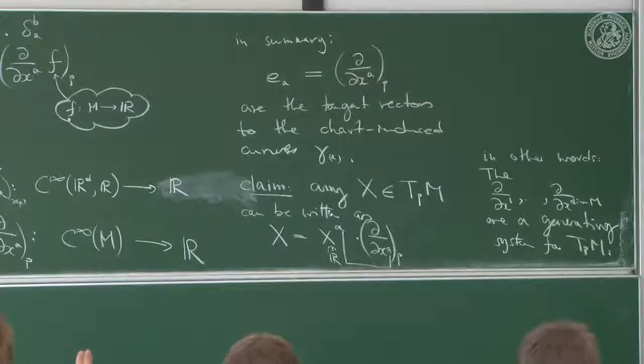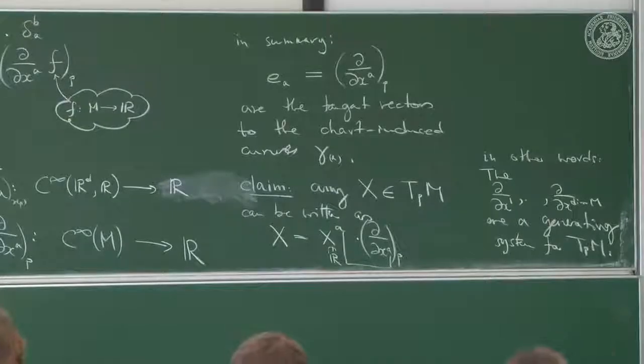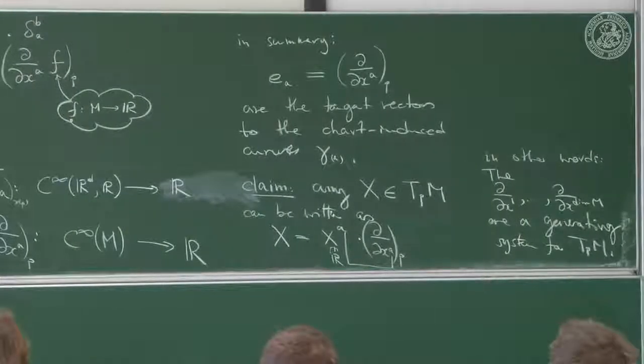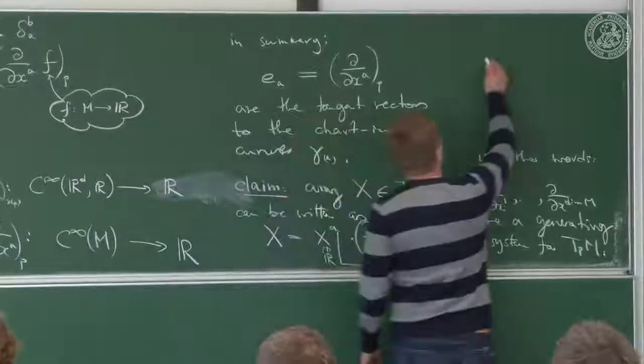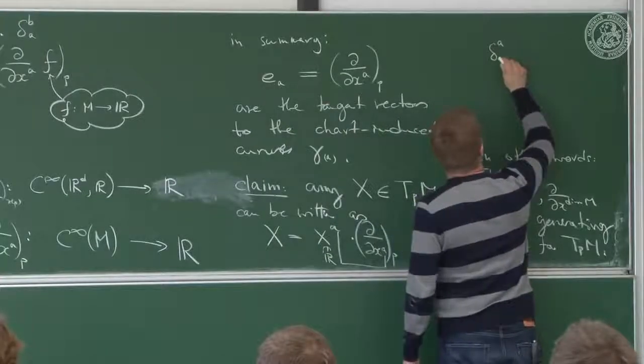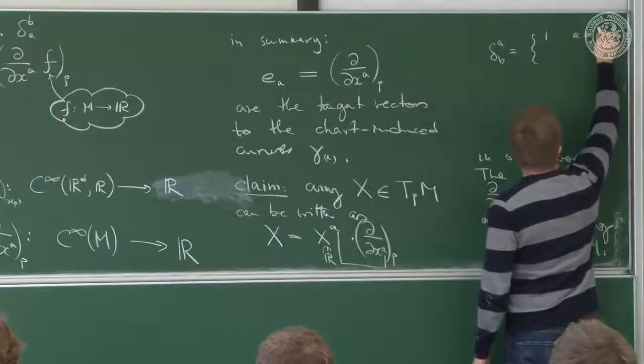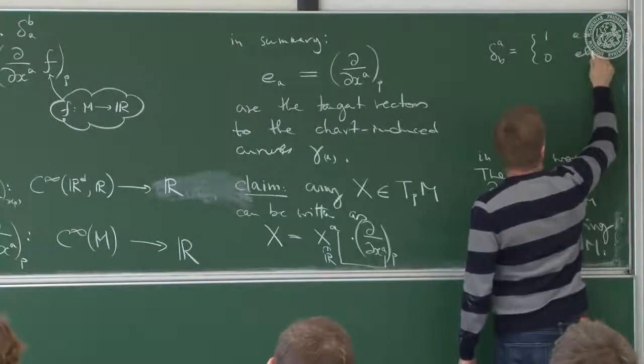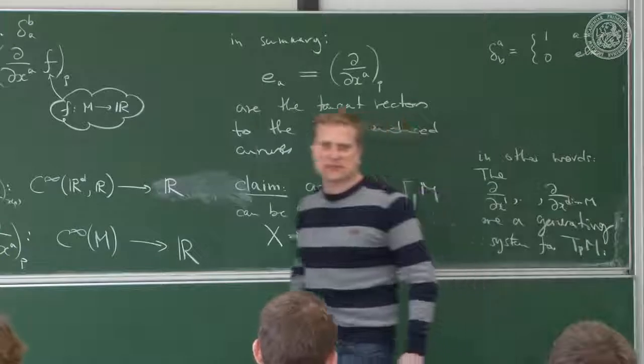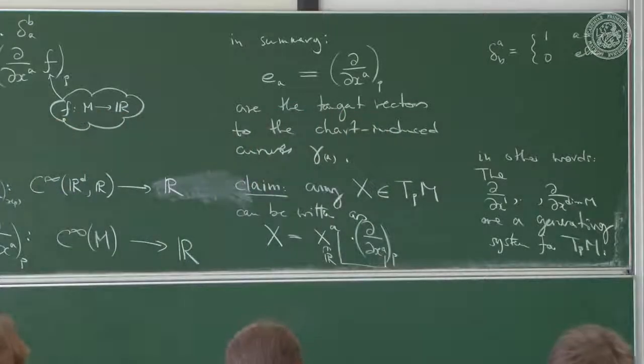Yeah? Have you defined what delta^b_a is anywhere? I mean, it's clear what it is. Oh, yeah, I think I did before, but it is as always, delta_AB is 1 if A equals B, and it's 0 else. That's again the same thing. It's just short notation for writing down an array of equations.